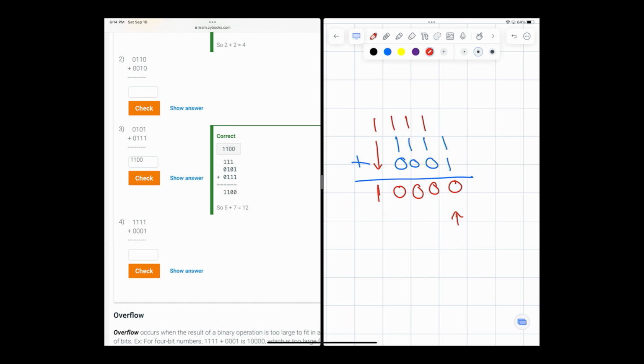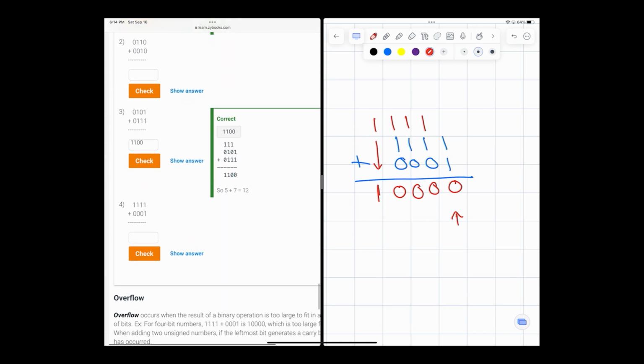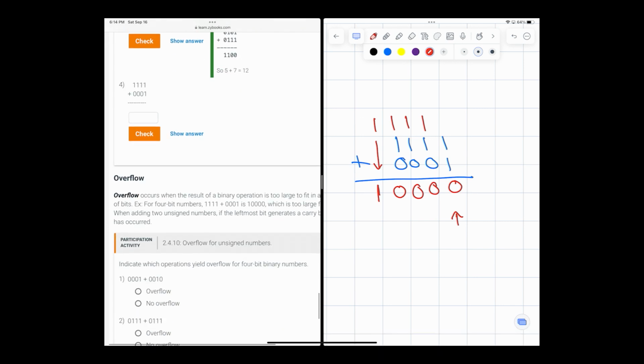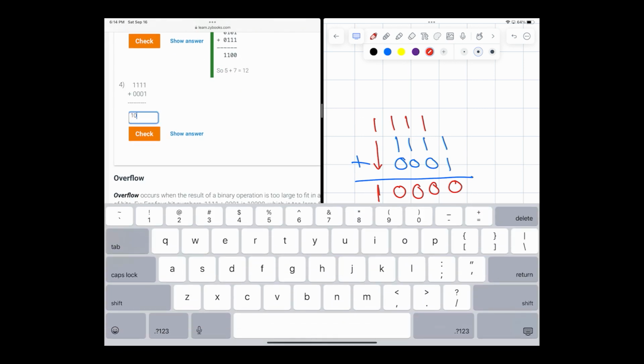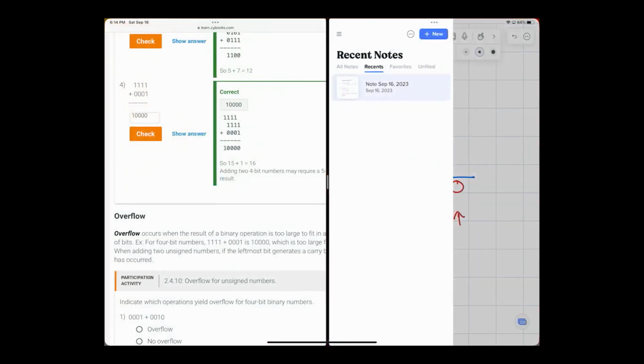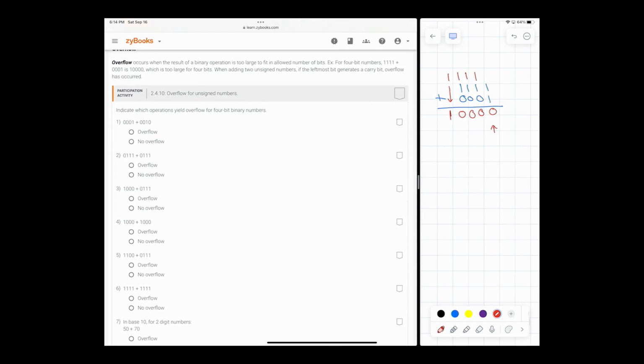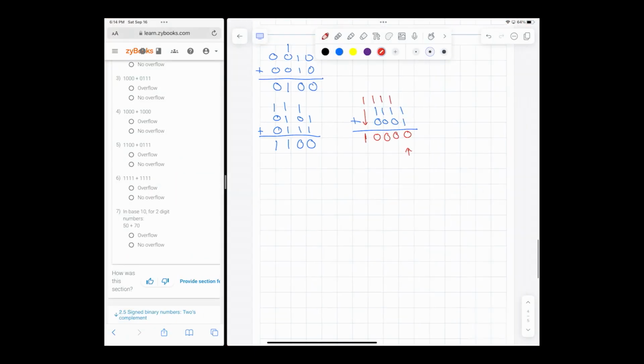And they said in the instructions, a carry bit may cause the result to have 5 bits. Okay, so we'll just write 5 bits, that's all. At least they didn't say not to. So this is what we got, and that is correct. Okay, so that's what's going on here. We can read a little bit here about overflow. And so basically, overflow, we can write it.